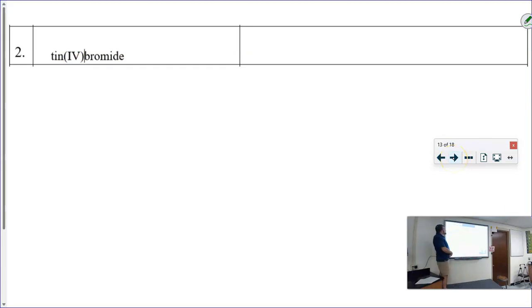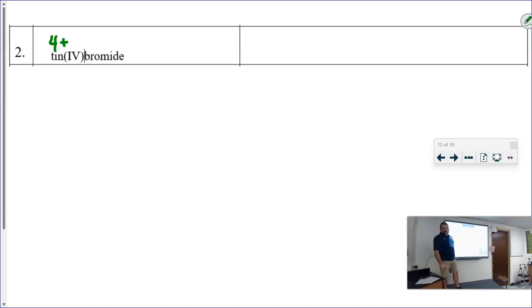Number 2, tin-4 bromide. Now, when this Roman numeral shows up, it tells me exactly what the charge is. This is trying to communicate that my tin is 4+. If you go and find it on your periodic table, what you're going to see is that there's options. There's more than one charge in that little box. So if I didn't have that Roman numeral, I couldn't be sure of what that charge is. But this is trying to communicate exactly what it is, and I don't have to think. I can just write 4+ right away.